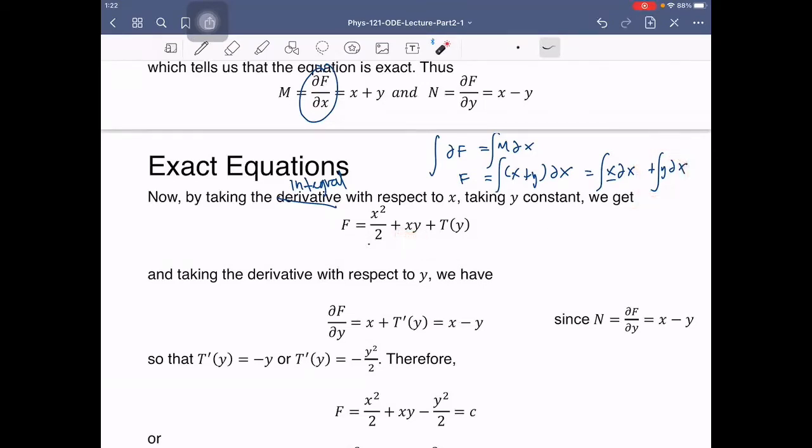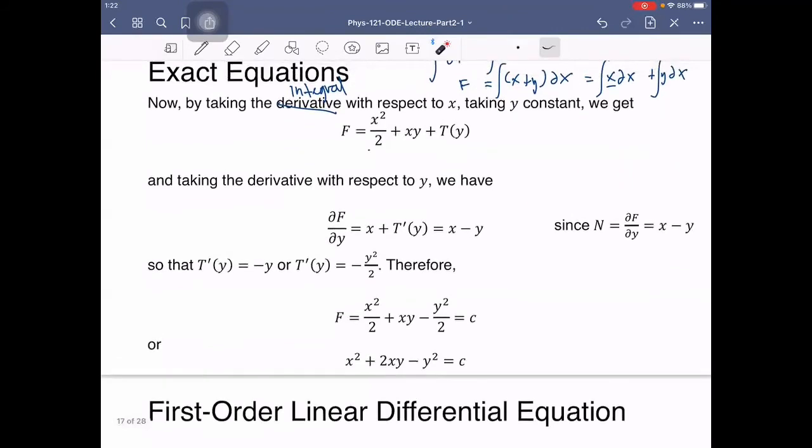Since, again, mag-a-add tayo ng some function t of y. Kasi, di ba pag nag-integrate, lagi may something na i-add. In this case, ganito lang muna. So now, if we take the derivative of that with respect to y, ito, we have x plus t prime of y. So again, this is n. Okay? Equate lang natin. So by comparison, we can see na yung t prime of y is just equal to negative y. So we have it here.